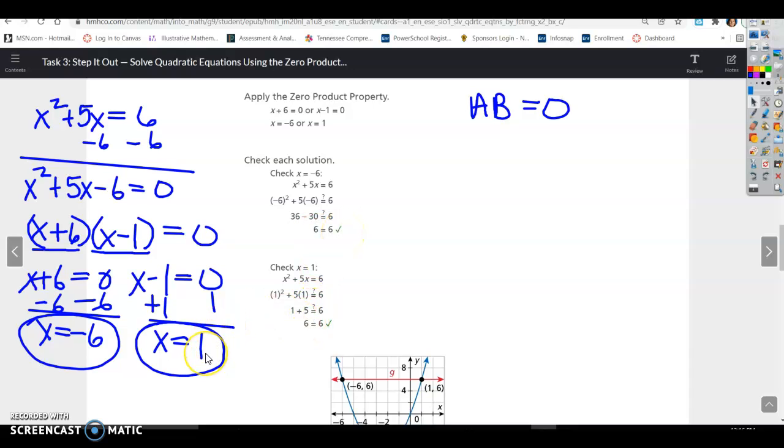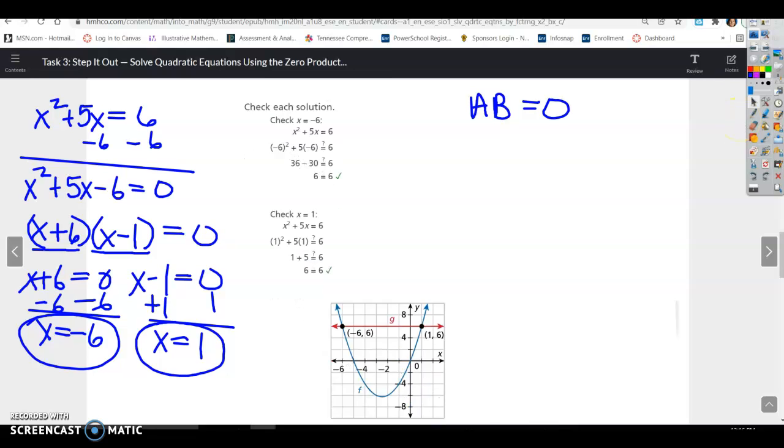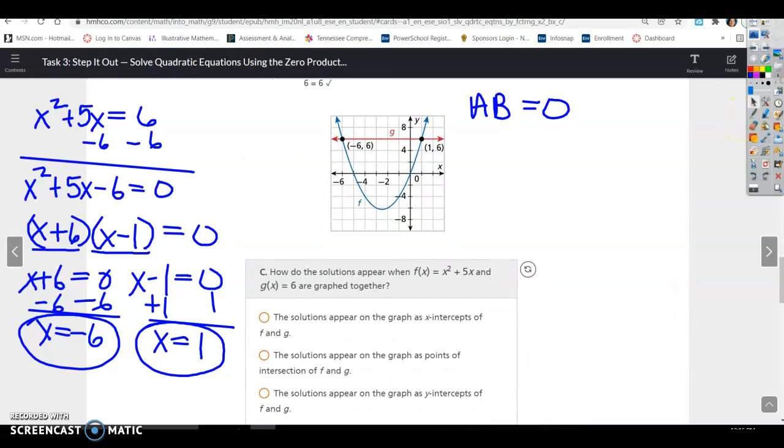Same thing with your other solution, 1. Plug it in for x. X squared plus 5 times 1 equals 6. Does that work? Yes, it does. So that shows you that your two solutions are negative 6 and positive 1.